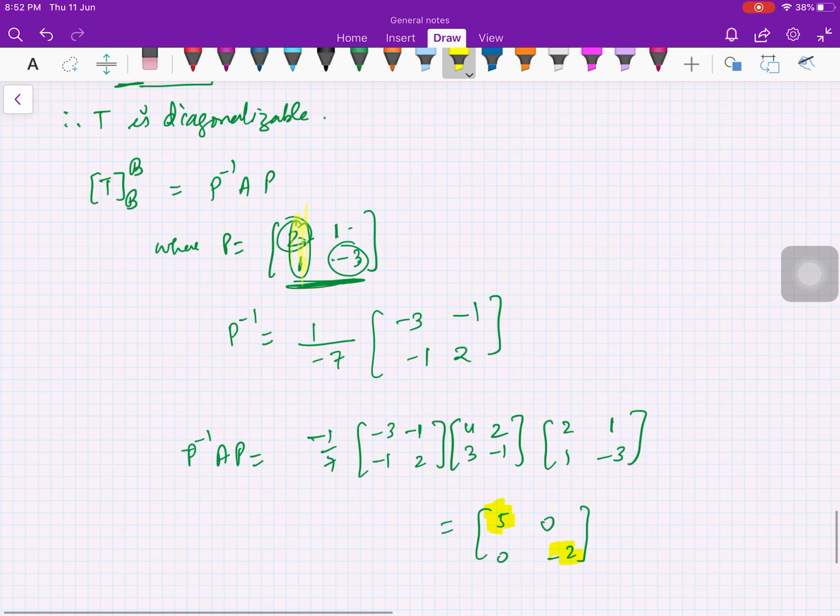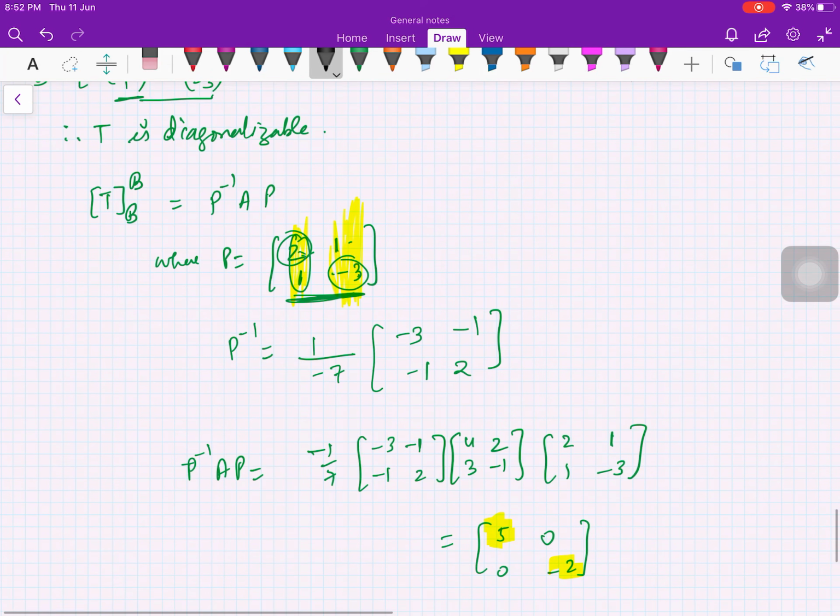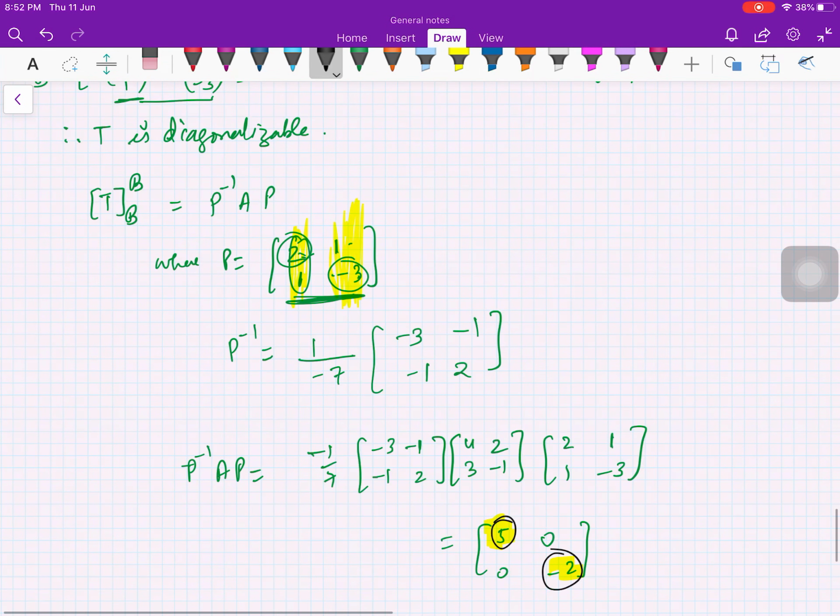The first vector which you put in P corresponds to 5, and the second vector corresponds to minus 2. That is why you are getting 5 and minus 2. Because there is no restriction, if you put the second vector first and the first vector second, then you will get minus 2 and 5 here. Okay, so this is how everything works.